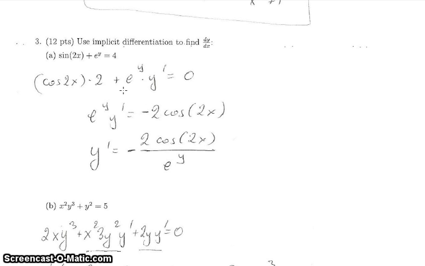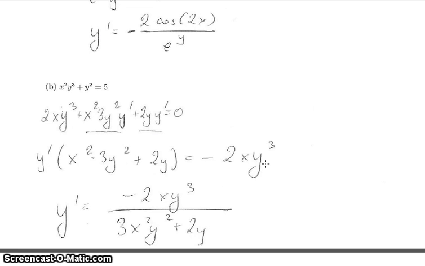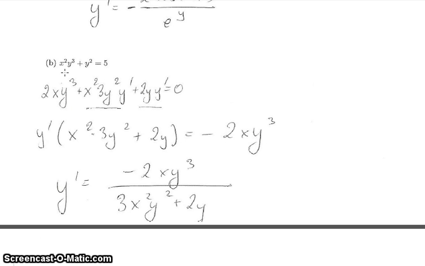And then you just solve this equation for y prime. Or if you use the notation dy dx, it would be dy dx over here. So you move this part over to the other side and divide both sides by e to the y. So you have y prime is equal to negative times negative 2 cosine of 2x divided by e to the y. In part B, again implicit differentiation, same instructions.